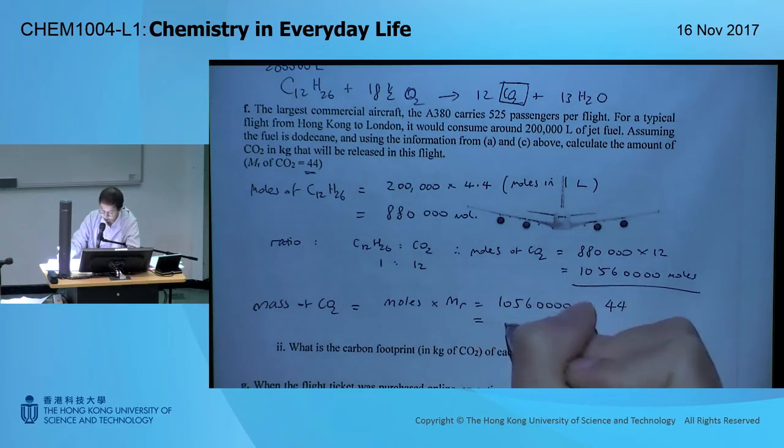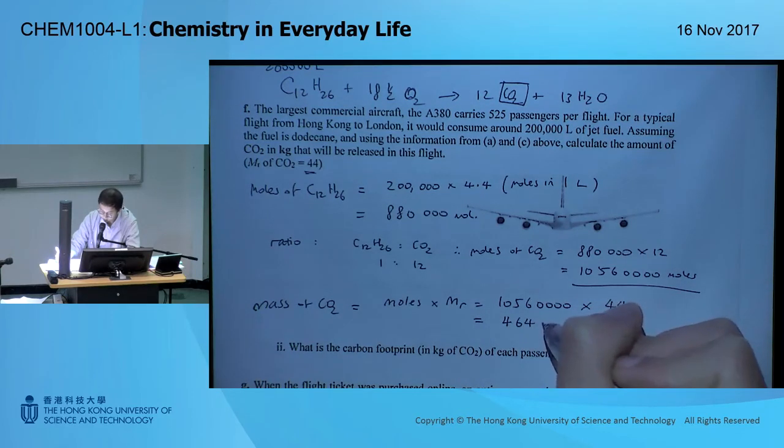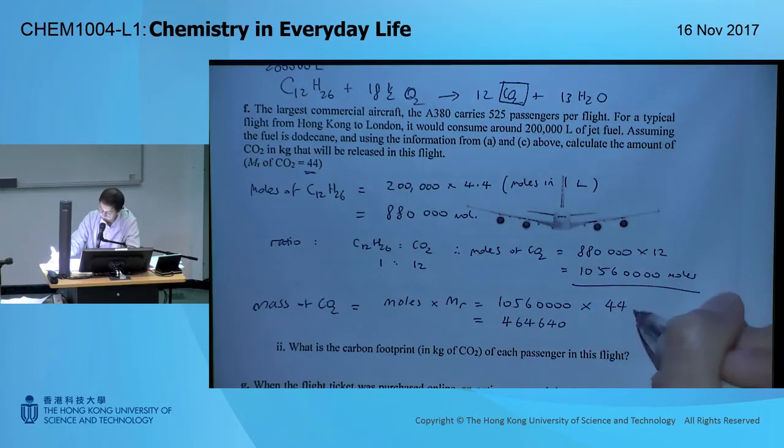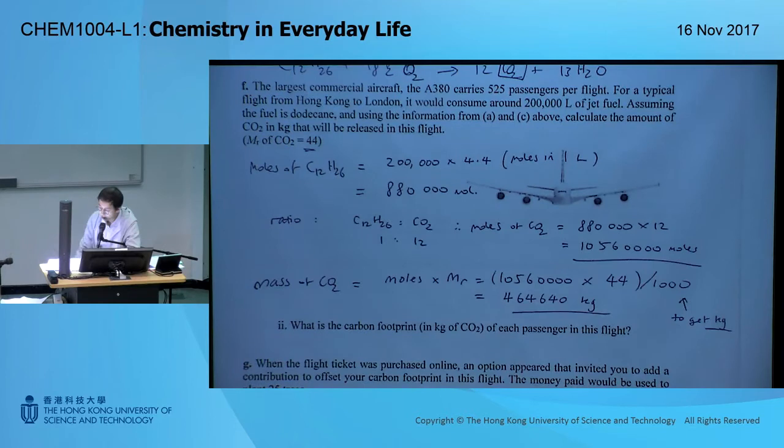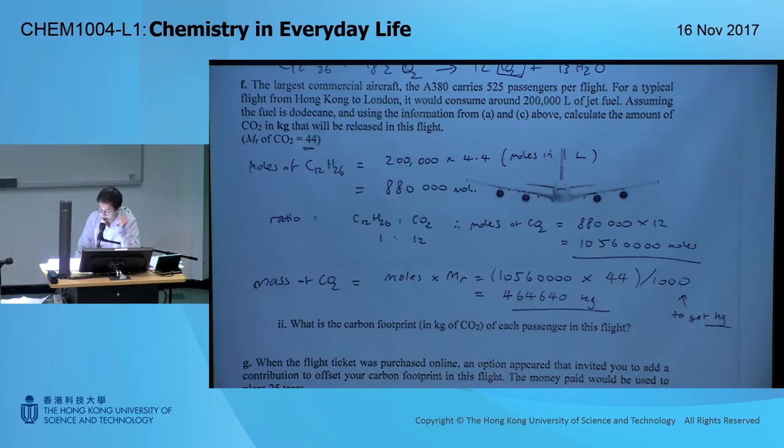And that is 464,640,000. If you want it in terms of kilograms, then you have to divide this by 1,000, right? Because we get grams. So if you divide it by 1,000, you get this amount of kilograms. So this is the amount of carbon dioxide released in one flight from Hong Kong to London.